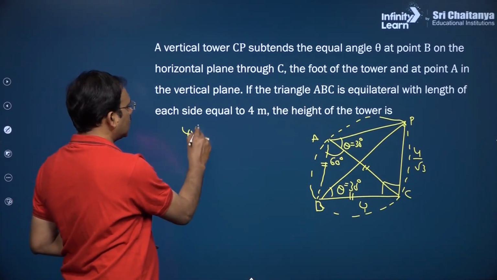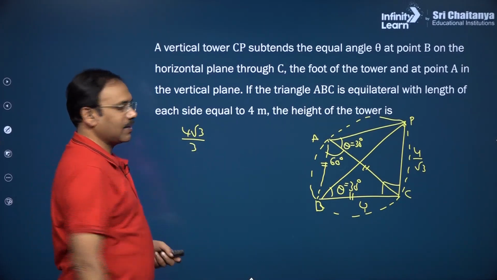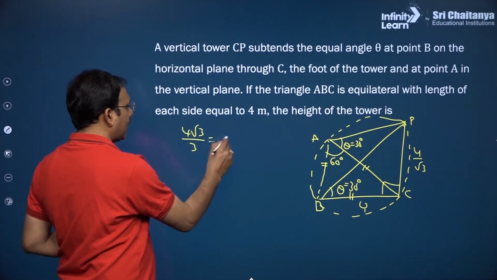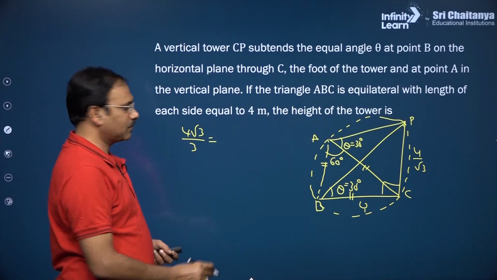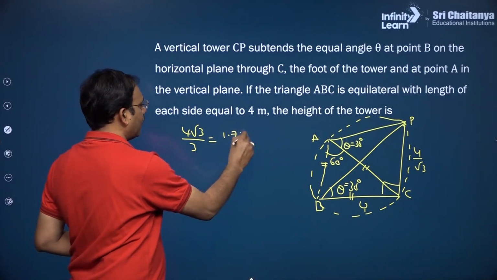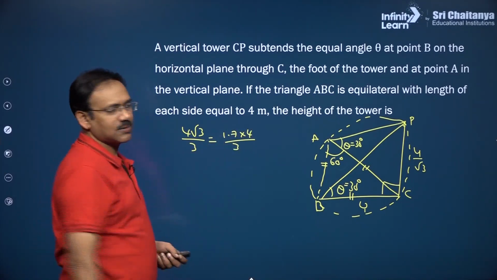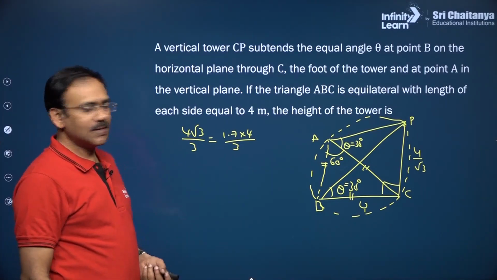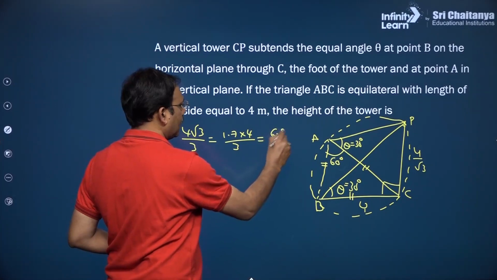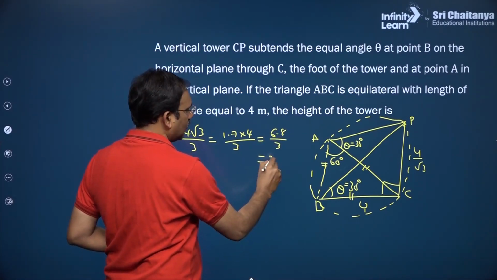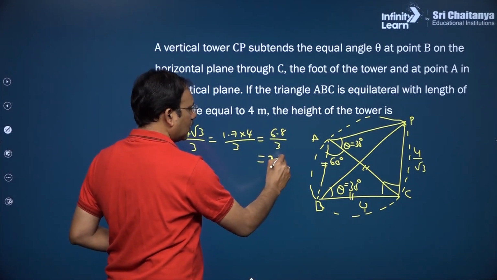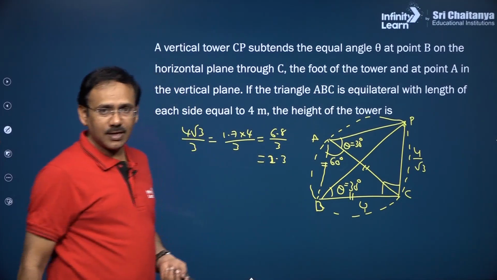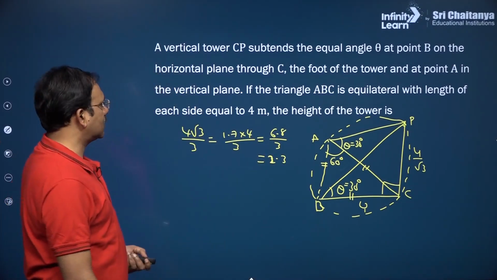4 by root 3 is 4 root 3 by 3, I can say. So, 1.7 into 4, we can write, this is approximately 1.7 into 4 by 3, my dear friends. 6.8 by 3, you will get some number. 6.8 by 3 is almost 2, the nearest integer is going to be 2.